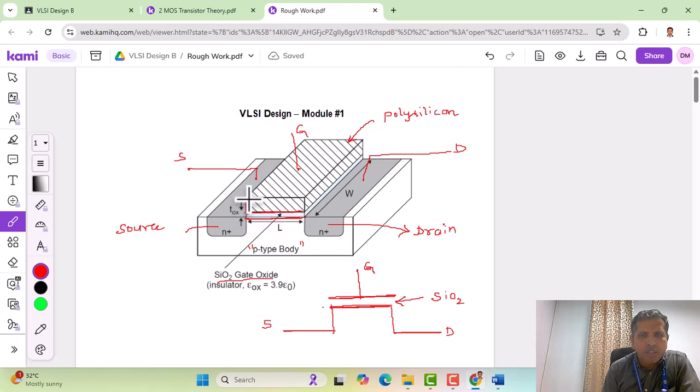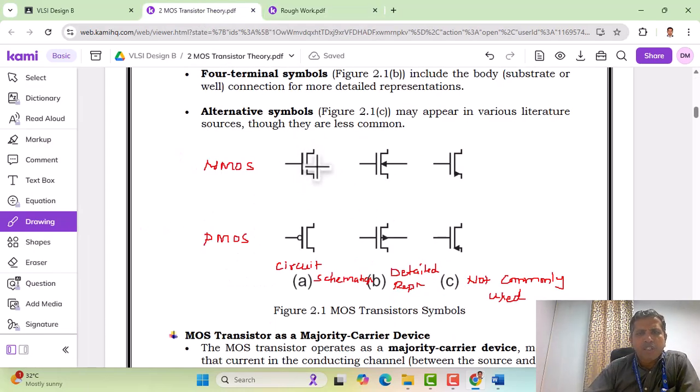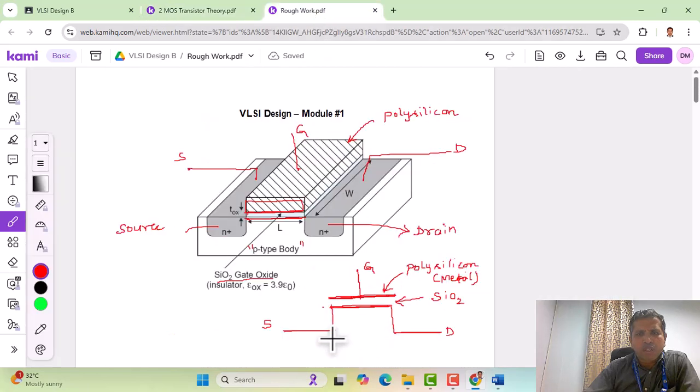This is a polysilicon layer. This single line is nothing but polysilicon. So this is a metal layer which acts like a conductor. In this way we have arrived at the final NMOS transistor symbol. Now let us go back to the symbol here. You can see it is written in a vertical manner, but here we have shown it in a horizontal way, how we can derive the symbol from the MOSFET structure.